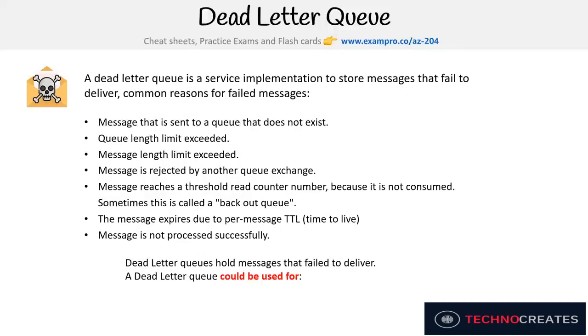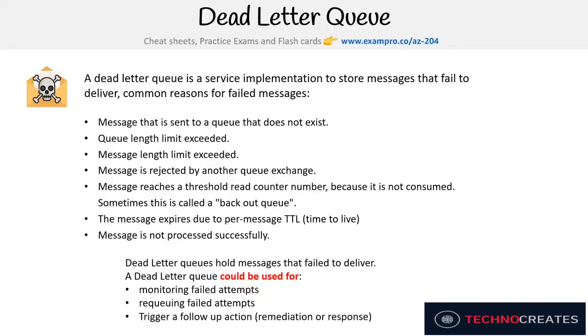A dead letter queue could be used for things like monitoring failed attempts, requesting requeuing failed attempts, so try it again, or trigger a follow-up action, so maybe a remediation or a response. So very useful feature, but there you go.